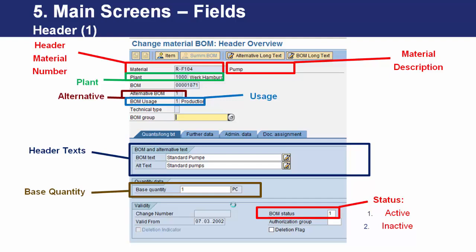The base quantity is the quantity for which the component quantities are entered. For instance, if it is 1, the component quantities will be the needed quantities to manufacture 1 unit of the header material. It is possible to limit the use of the BOM with the status field. When inactive, an error message will be raised if you try to use it, or it won't appear in the set functions.